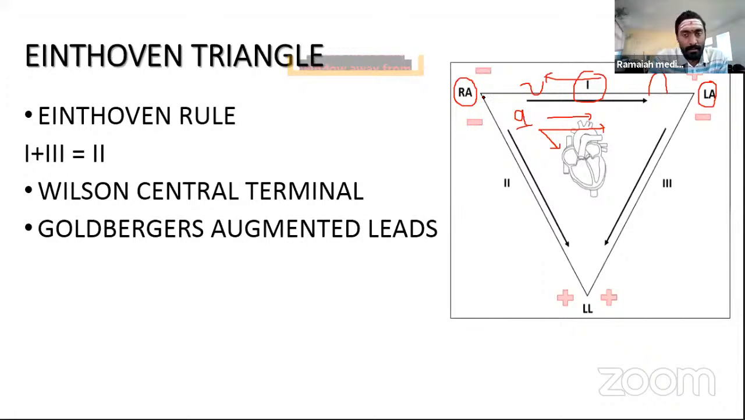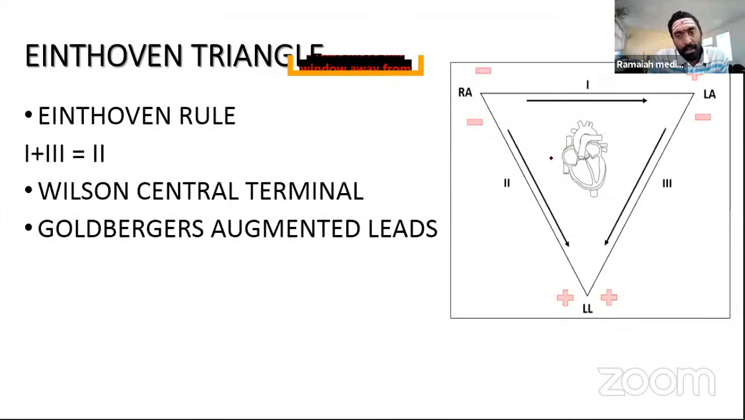So we have 3 leads here. Lead 1 is the difference between the right arm and the left arm. Lead 2 is the difference between the right arm and the left leg. And lead 3 is the difference between the left arm and the left leg. Similarly, if the current is moving towards my left leg, I get a positive deflection. And if the current is moving away from my left leg, I get a negative deflection. Same with lead 3.